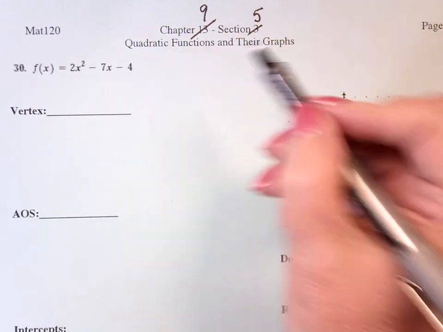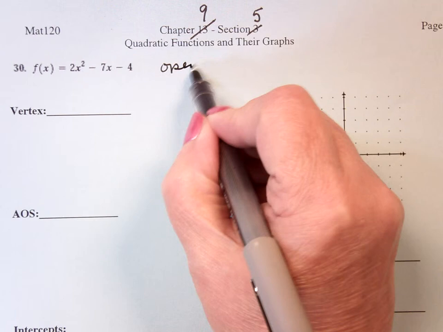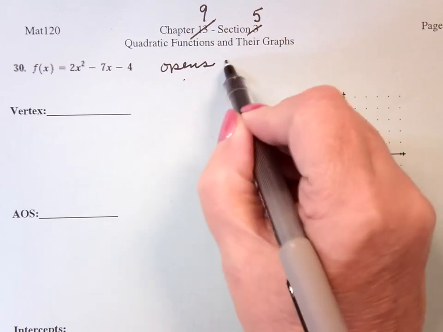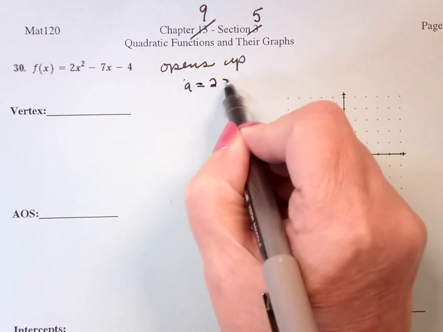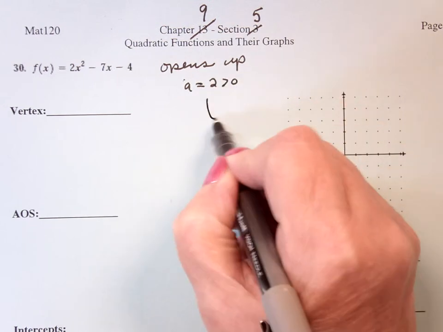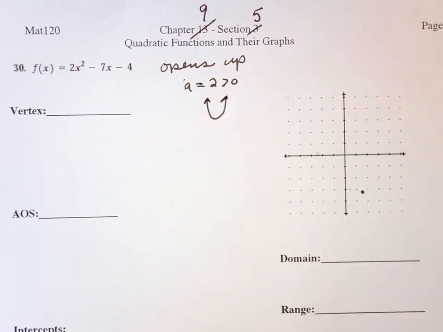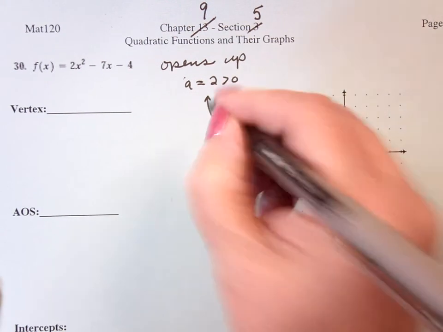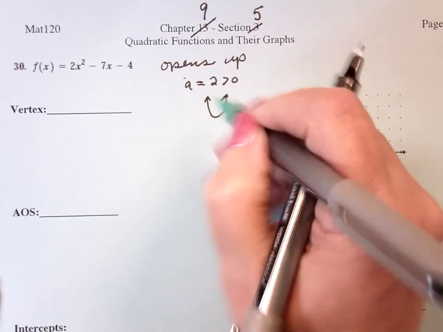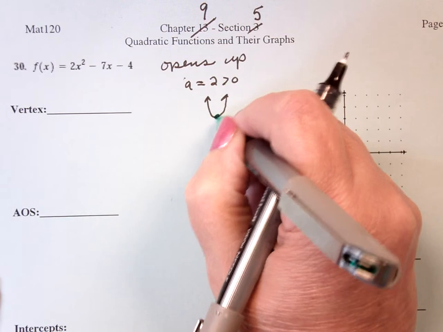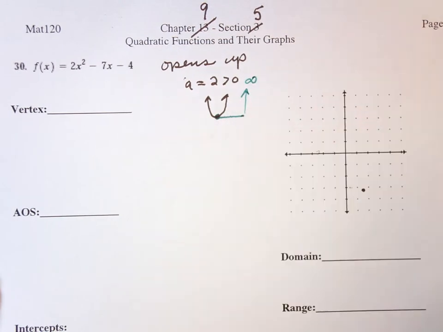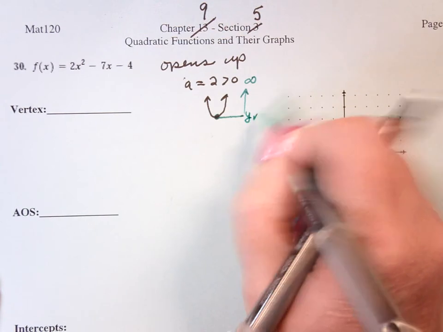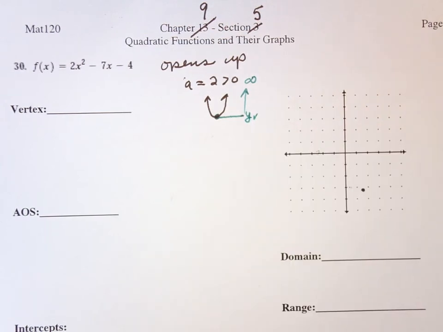Now, how's this guy open? He opens up. A is 2, and it's positive, so this is what we're looking at. And by the way, that means that if I'm looking at the range, it starts here and then goes to infinity. But I need the y-coordinate of the vertex in order to be able to put the range in.